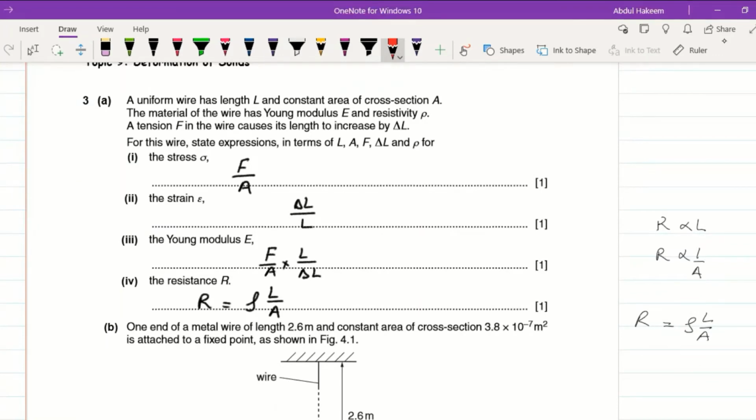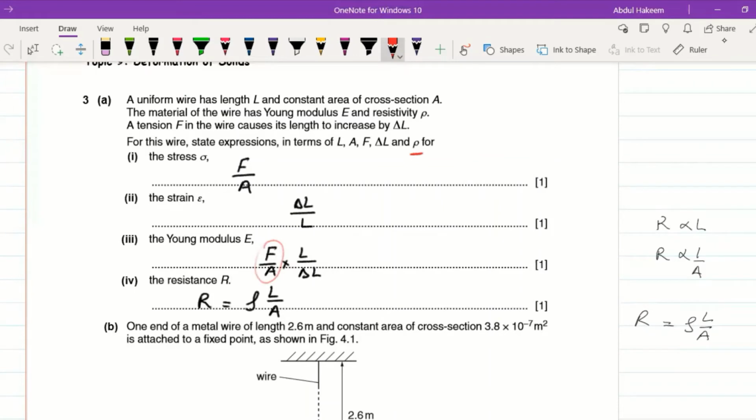And the Young modulus E, extension is delta L. So stress divided by strain, stress is force divided by area, divided by strain, meaning multiply by L divided by E. And then resistance, look, in O level we have done resistance directly proportional to length, inversely proportional to area. So resistance is equal to constant L over A. And where this constant rho is called resistivity, hence R is equal to rho L over A, and rho is given here. This is not the density, this is the resistivity of the wire.